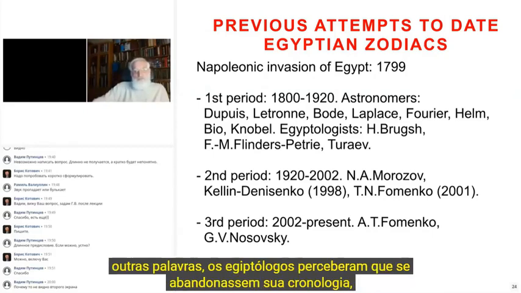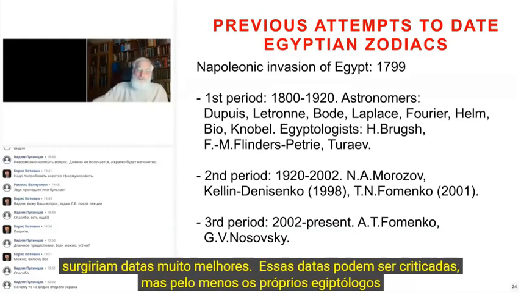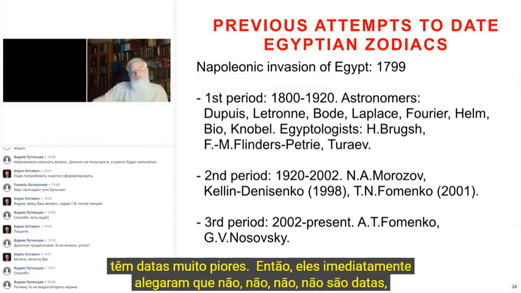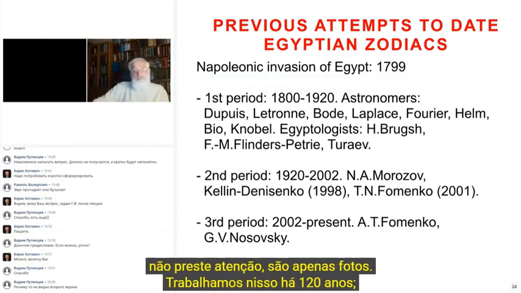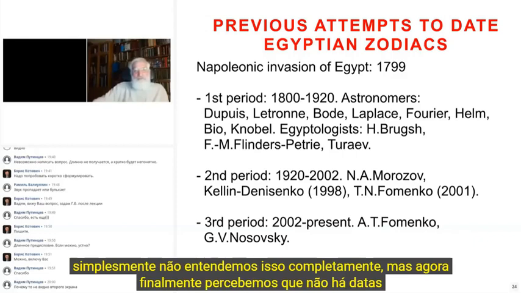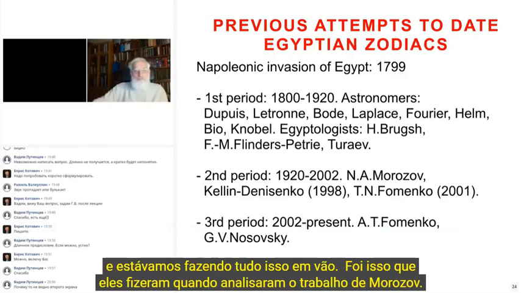In other words, Egyptologists realized that if they abandon their chronology, much better dates emerge. These dates can be criticized, but at least the Egyptologists themselves have much worse dates. So, they immediately claimed that no, these are not dates. Don't pay attention. These are just pictures. We've been working on this for 120 years. We just didn't fully understand it, but now we finally realized that there are no dates, and we were doing all this in vain. That's what they did when they looked at Morozov's work.